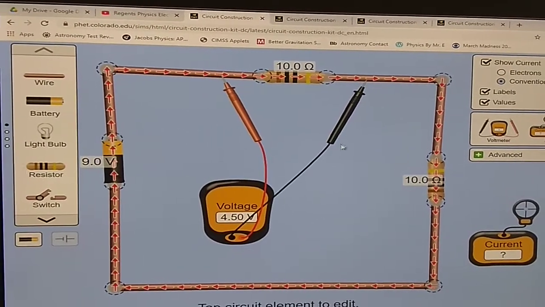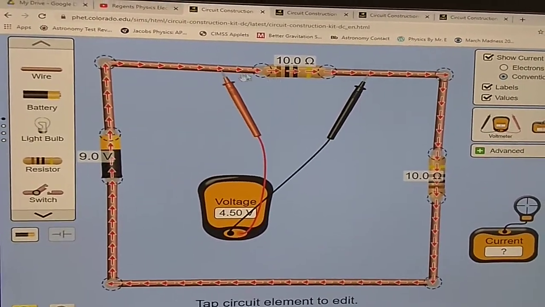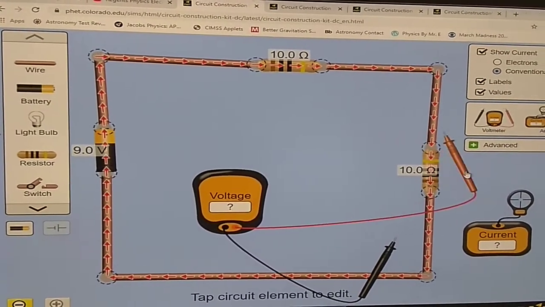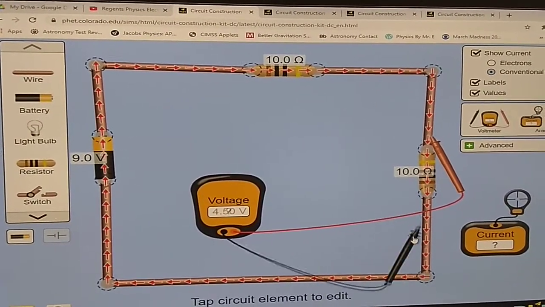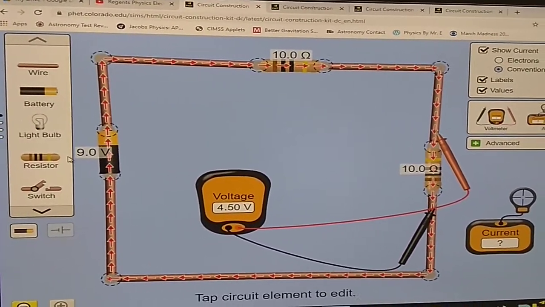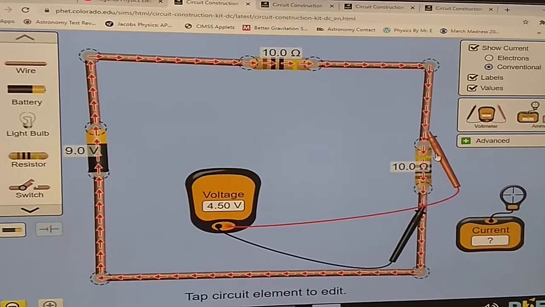It says 4.5 volts. Notice it's always red goes before the resistor, black goes after the resistor. And we look at the other one. That also says 4.5 volts. We add 4.5 and 4.5 and we get 9. So that seems like it makes sense.